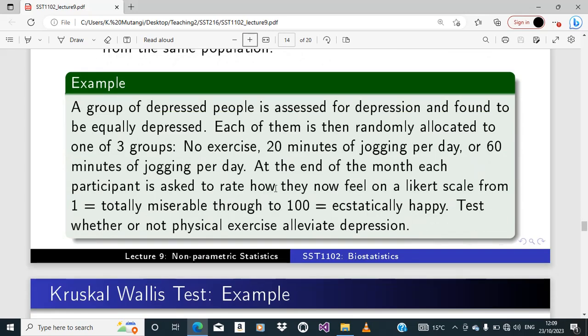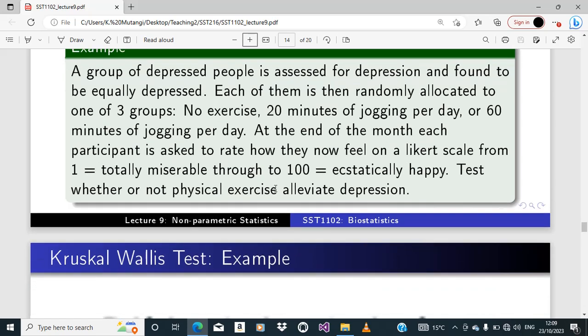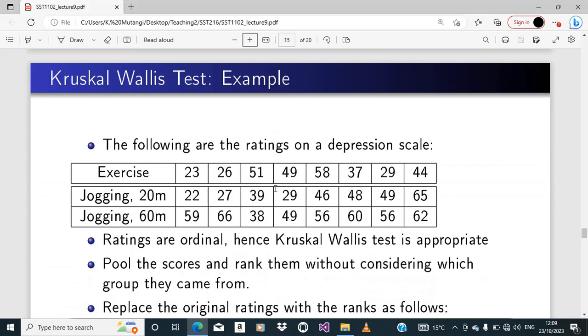Let's look at this example. A group of depressed people is assessed for depression and found to be equally depressed. Each of them is then randomly allocated to one of 3 groups: no exercise, 20 minutes jogging, and 60 minutes jogging. So we have the data set as given here.